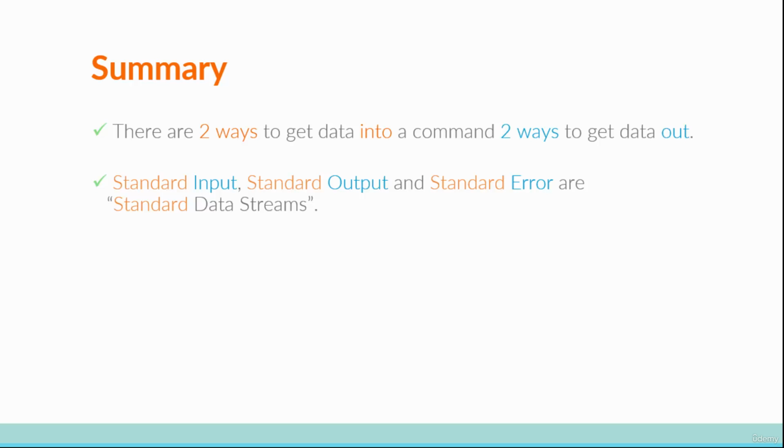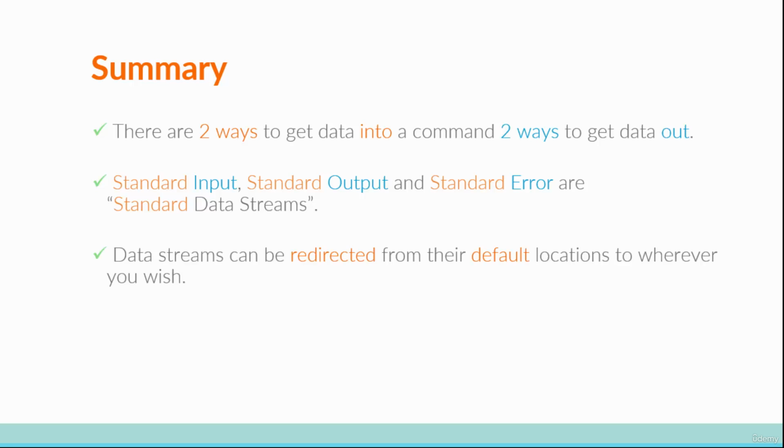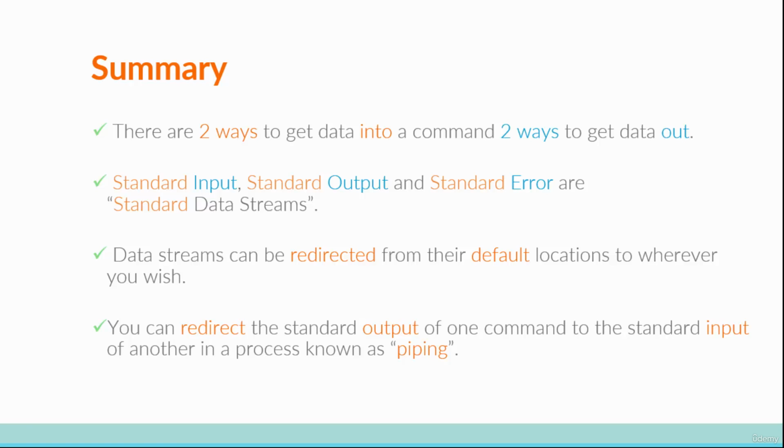And by default, standard output and standard error are attached to your terminal, but this can be changed. You also learned about standard input. Now, standard input by default is attached to your keyboard and is also a data stream, which means it can take data from other places too, using something called redirection. That's right, data streams can be redirected from their default locations to wherever you wish using a process called redirection. We also mentioned that you can actually connect the output streams of one command to the standard input of another using a method called piping.